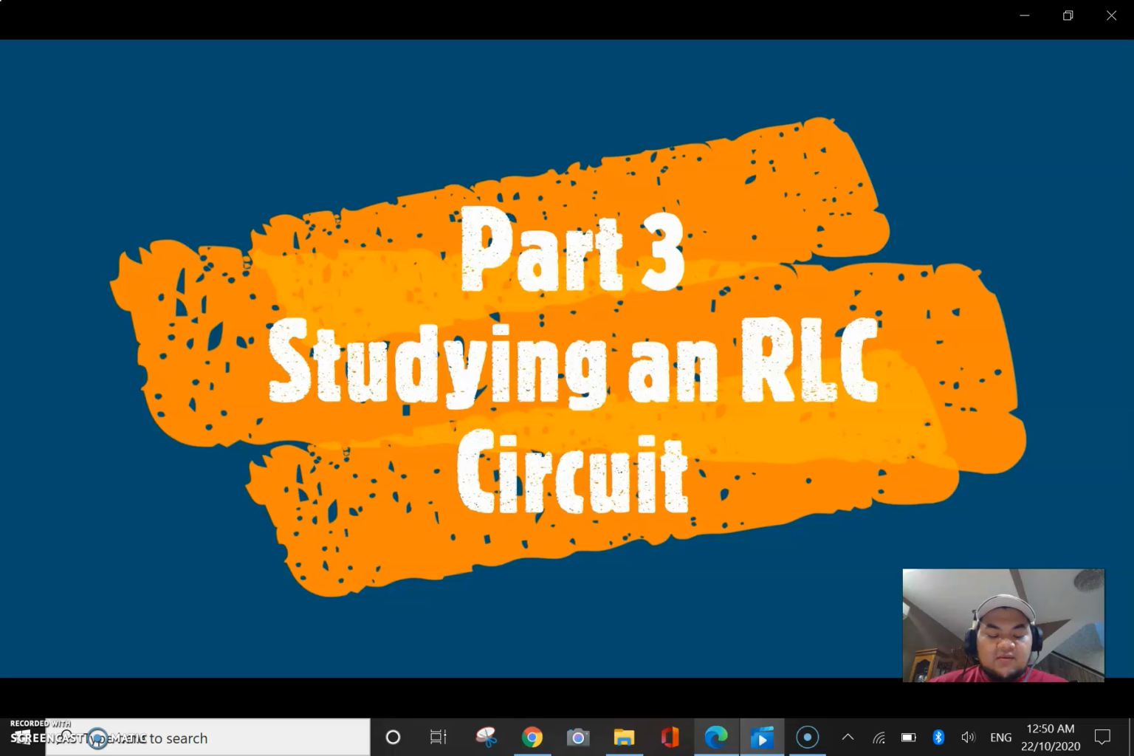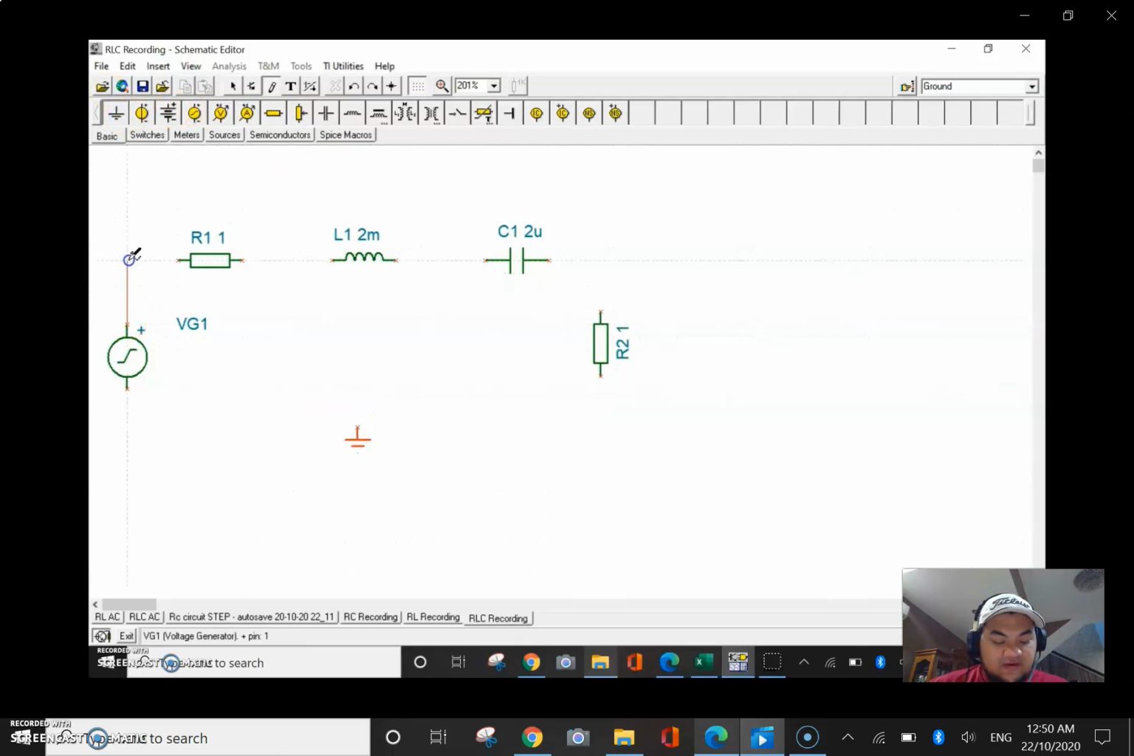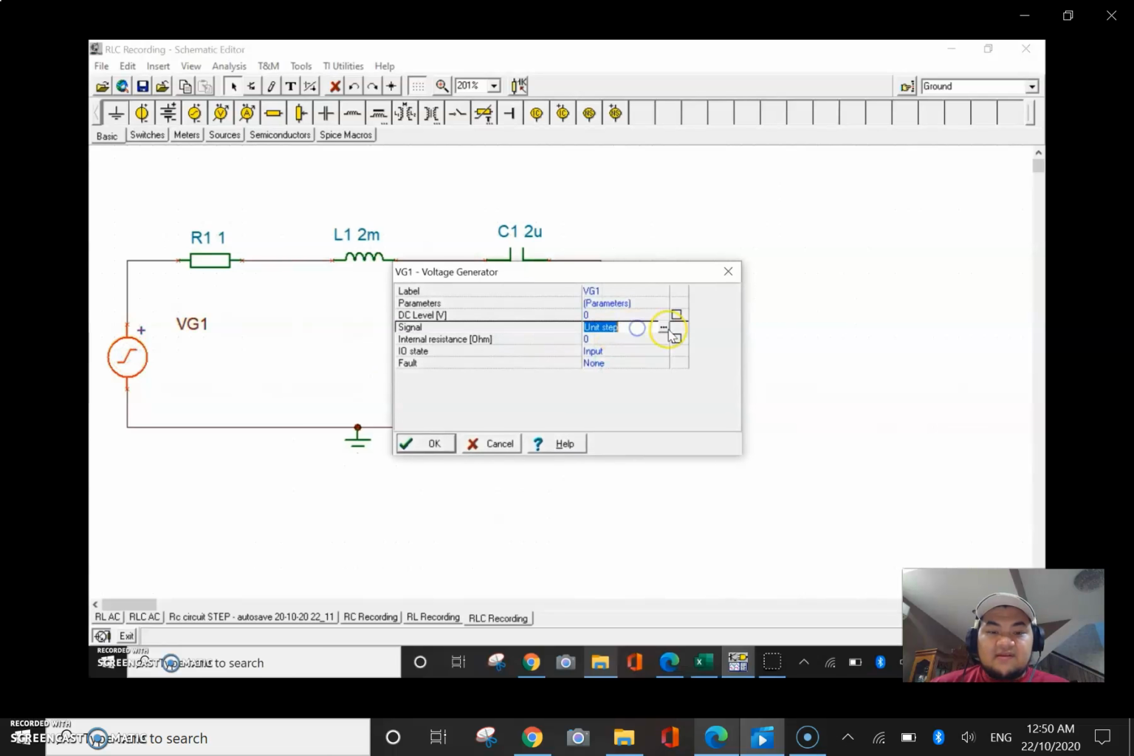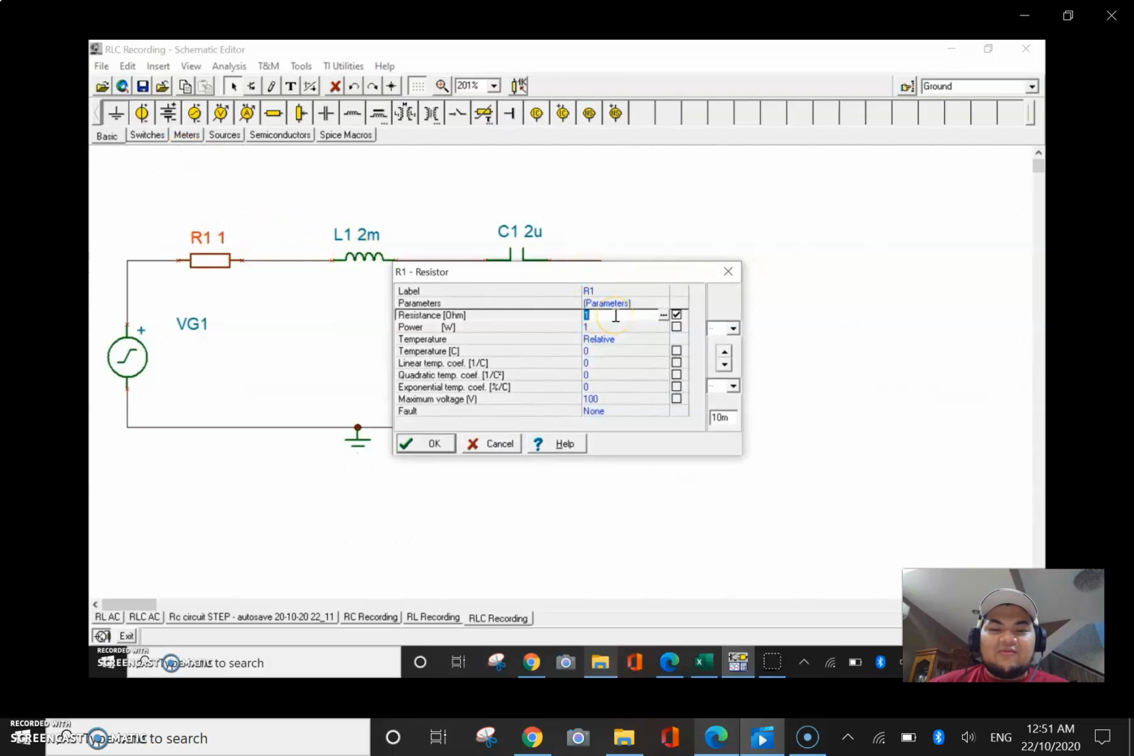For the third part, we are studying an RLC circuit. For this circuit, we will have the resistor, the inductor, and the capacitor in that order in series. For R1, we'll be using the same value of 2000 ohm. For L1, 2 microhenry, and for C1, we'll use 2 microfarad. Now, the voltage pins for this circuit will be placed after each resistor, inductor, and capacitor, so that we can observe the waveforms after passing through each component.